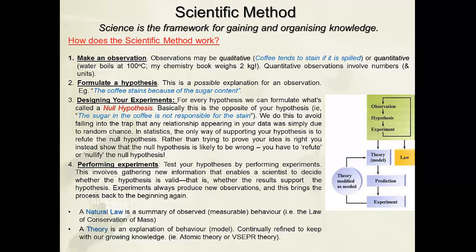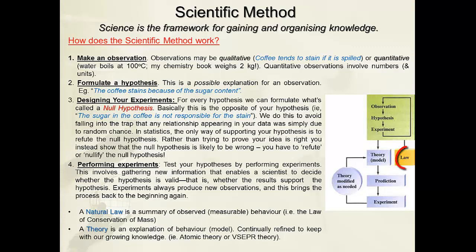Okay, so you need the data to back this up. Then you perform your experiments. So you've got your hypothesis, you've got your null hypothesis, you perform your experiments, so you're testing the hypothesis, okay? And through the experiments, you're going to see new observations, and this will bring the process back to the beginning again. So you're going to find new observations as you go along.